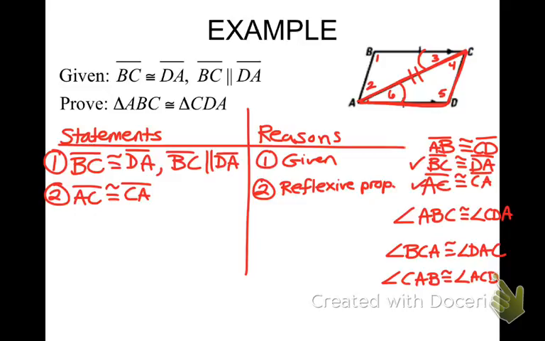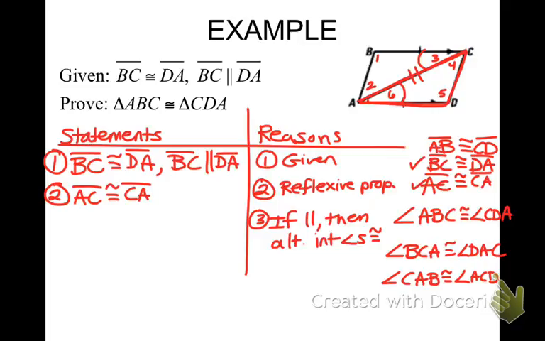Not opposite, use a different word. Alternate. What did we have here in our given? Parallel lines. What do parallel lines get us? Alternate interior angles that are congruent. Whoa, isn't that crazy? So I want to somewhere say, if parallel lines, then alternate interior angles are congruent.